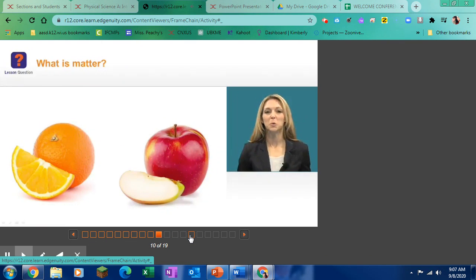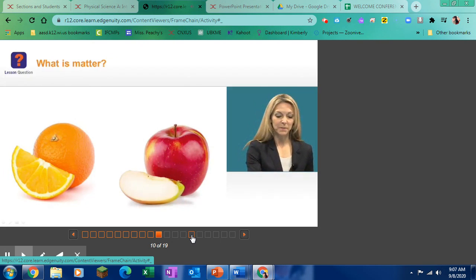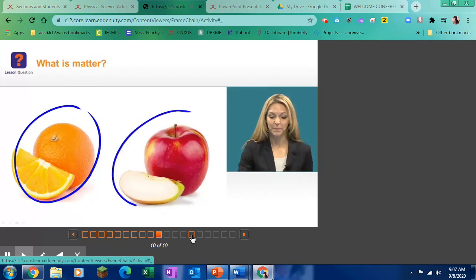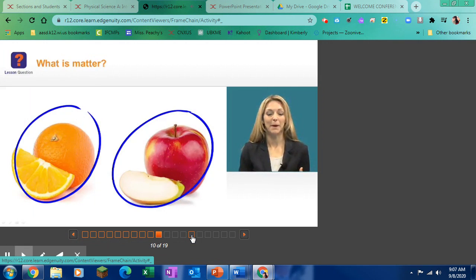Previously, you learned two ways to measure matter, in weight and in mass. Here you see an orange and an apple, and they appear to take up about the same amount of room. So you could say they have about the same amount of volume. Next, we'll talk about volume and learn different ways to calculate the volume of different objects.